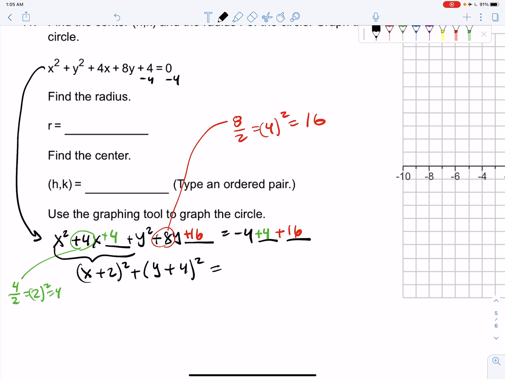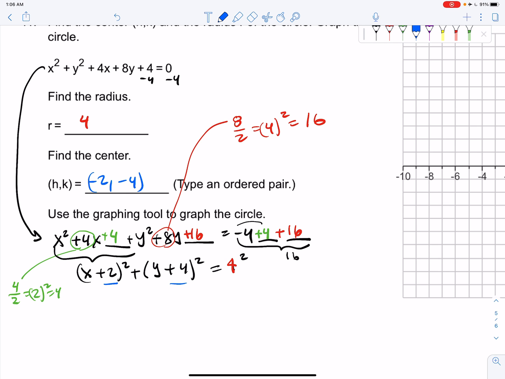And on the right-hand side, we get a negative 4 and 4 is 0, so we're left with 16. So this whole piece becomes 16. And I think it'd be a good idea to write 16 as a perfect square, 4 squared. So now we can pull out all the information that we need. We can see that the x value is going to be the opposite of that, so negative 2. The opposite of that, so negative 4. And the radius is 4.